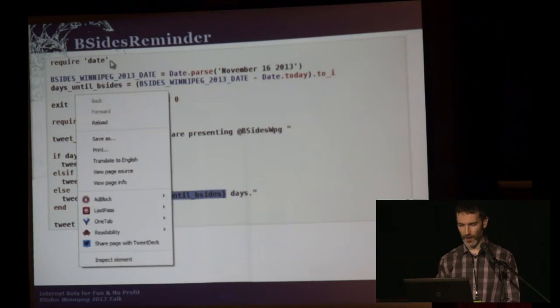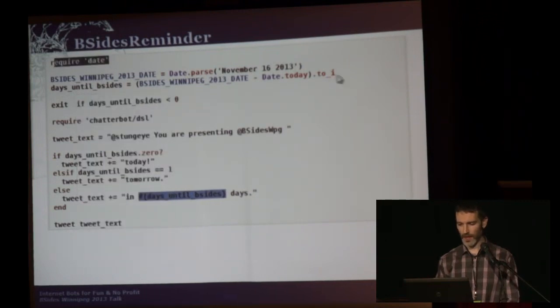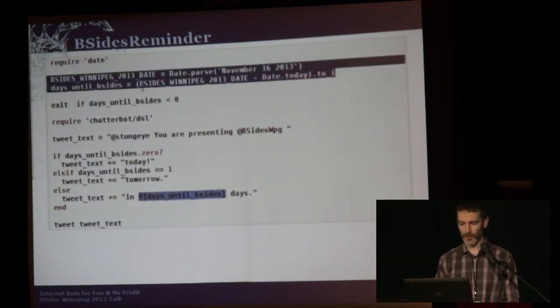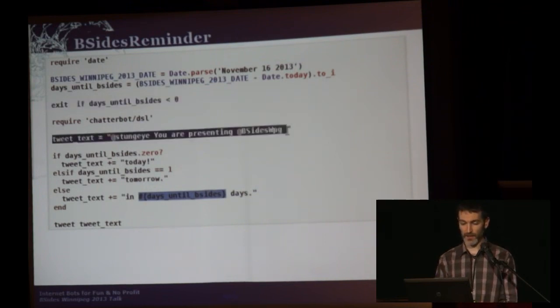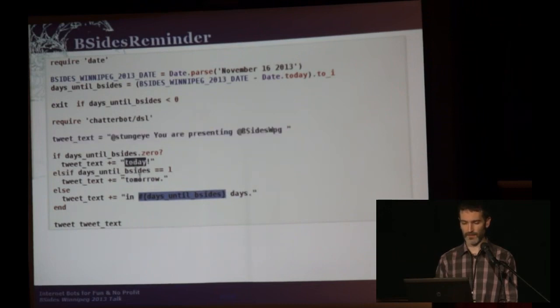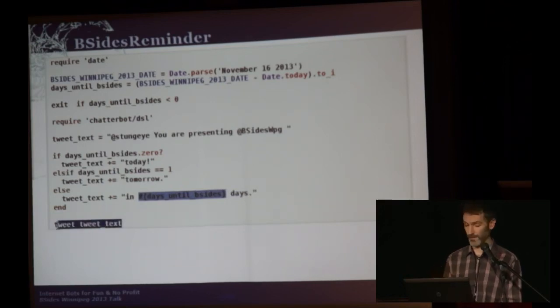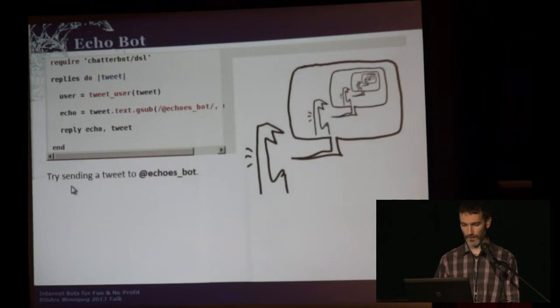So here's the BSides bot. At the top, I'm requiring the Ruby date library. Then I'm just figuring out how many days it is between the current day and when the BSides day is. I exit the program if the number of days until the talk is less than 0, so BSides has already happened, no more talking. And then I just put together a tweet. I say, Stunguy, you're presenting at BSides, and I might say today, tomorrow, or in a certain number of days, depending on that. And then I send out the tweet. So again, a very simple bot with very little code.